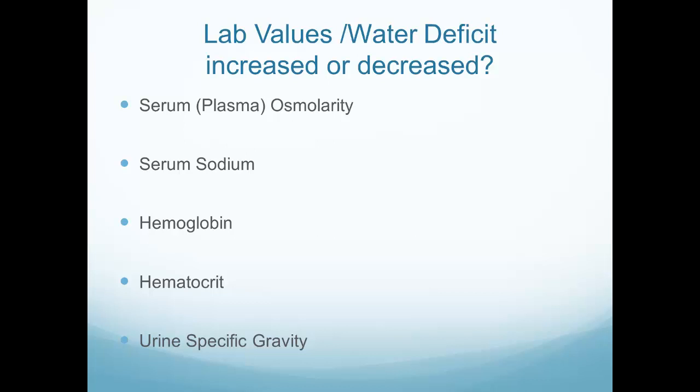When a patient has a water deficit, in other words, the patient's dehydrated, what would we expect to see in these lab values? So the serum plasma osmolarity, okay, so again, osmolarity is concentration. Our concentration in our serum will go up when we have a water deficit. There's not as much water, there's not as much fluid to dilute it. Serum sodium will go up because there's not as much fluid to dilute it. Our hemoglobin and hematocrit will go up as well. Our urine specific gravity should also go up because the kidneys should be hanging on to fluid to try to retain our fluid volume.